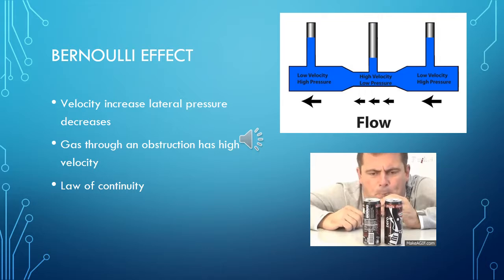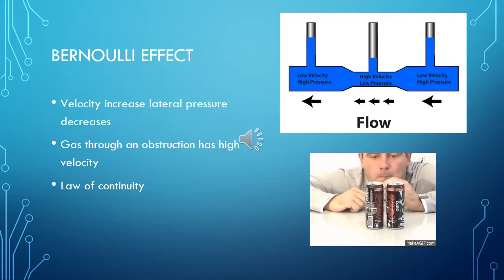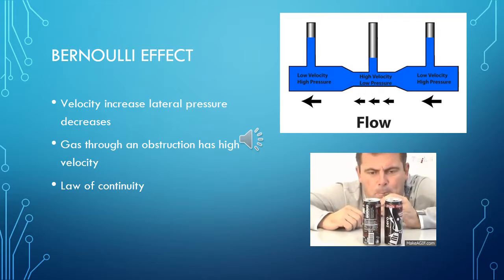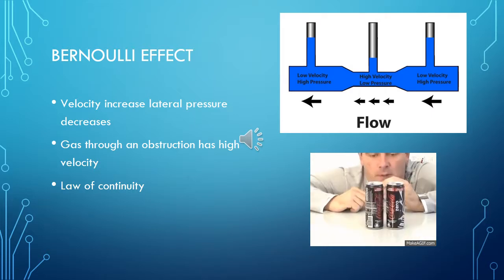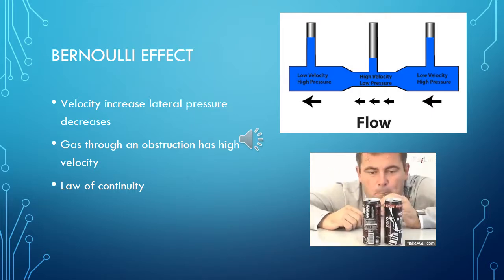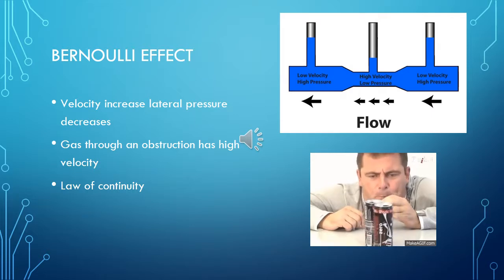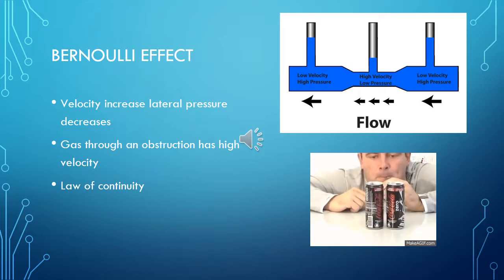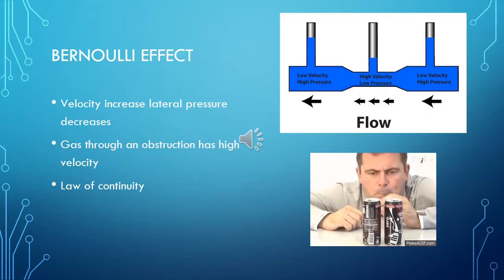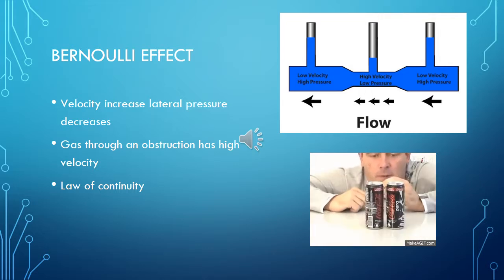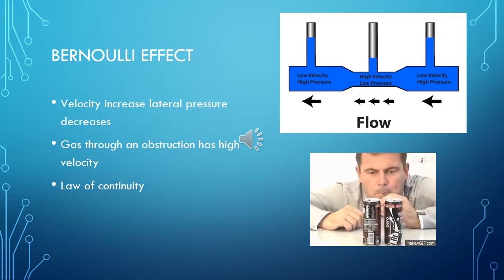This is again another scientist, Daniel Bernoulli, who discovered this one. As velocity increases, lateral pressure, the force that's applied to the sides of the tube, is going to decrease. This happens when you see a gas or fluid moving through a stricture or an obstruction. So its velocity increases and lateral pressure decreases. The magnitude of the pressure drop is proportional to the increase in the square of velocity.